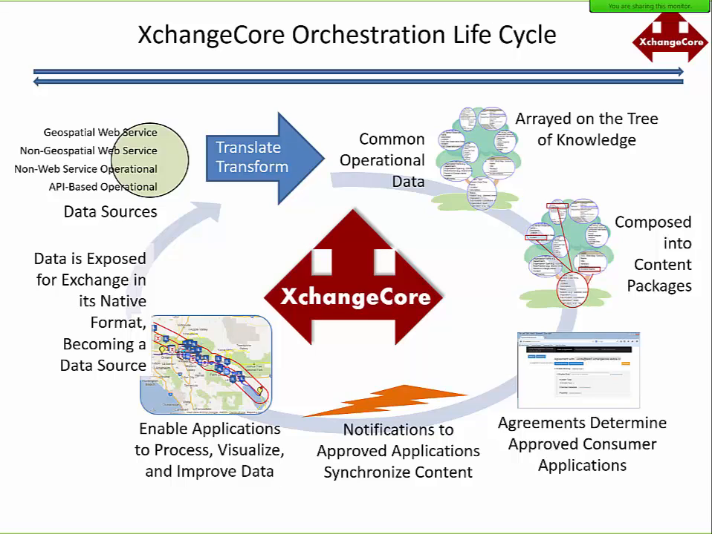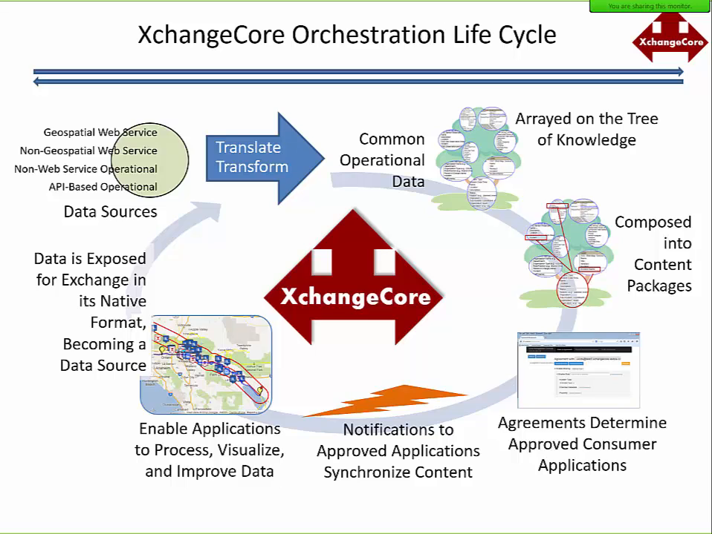They're translated and transformed in the blue arrow. Moving across the top, we end up with common operational data that's arrayed on the tree of knowledge. Content packages are then composed by all the different applications as they associate their data coming into that content package. Agreements, pre-existing agreements and dynamically created agreements, determine who the approved consumer applications are. Those consumers get notified in order to make certain that they have synchronized their content.